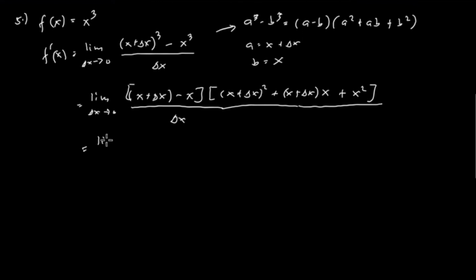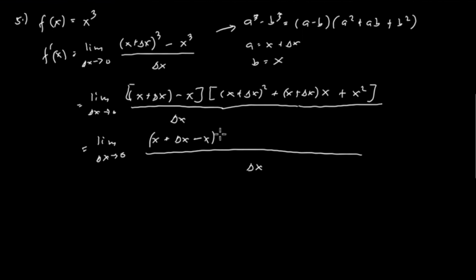Simplify. So the limit as delta x approaches 0, and simplify. So this is delta x, open parenthesis, x plus delta x minus x, close parenthesis, and simplify: x squared plus 2x delta x plus delta x squared, and plus x times x, x squared, plus x delta x plus delta x squared, close parenthesis. So we cancel out x minus x. So cancel out.